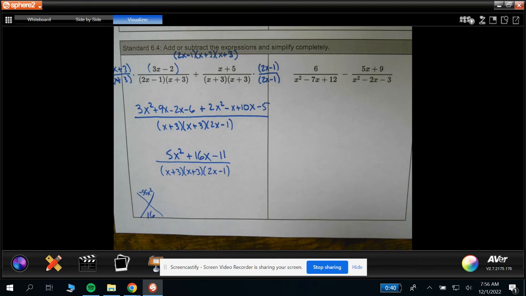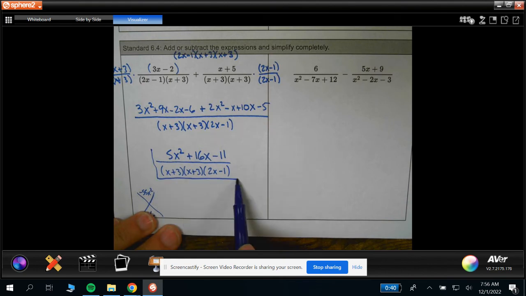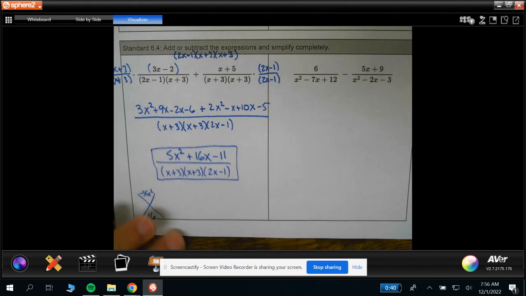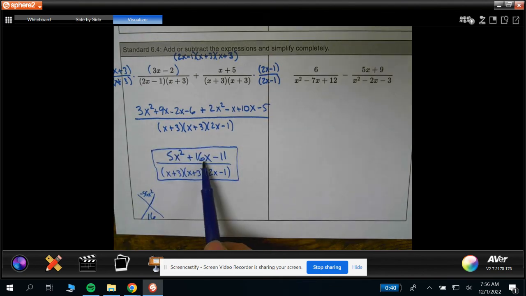So if that's the case, because we can't factor this to simplify anymore, our final answer stays here. Okay, that's our final answer. We would factor and simplify this if we could, but it looks like that top trinomial is not factorable. All right, last one. Last one.